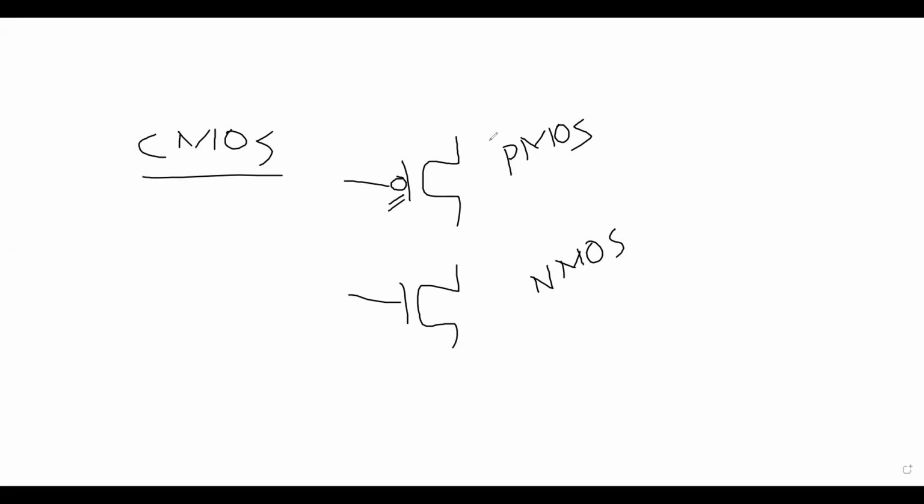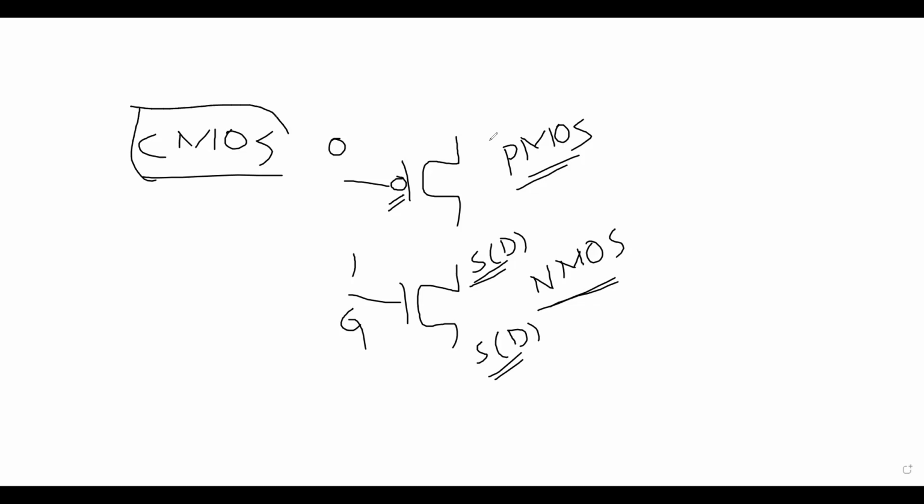PMOS will turn on when the gate terminal is connected to 0. The NMOS transistor will turn on when the gate terminal is connected to 1. This is the gate terminal. The other terminals may be either source or drain, it is not fixed, you can change the terminals. Is it clear? Now we will see how the complementary metal oxide semiconductor works.